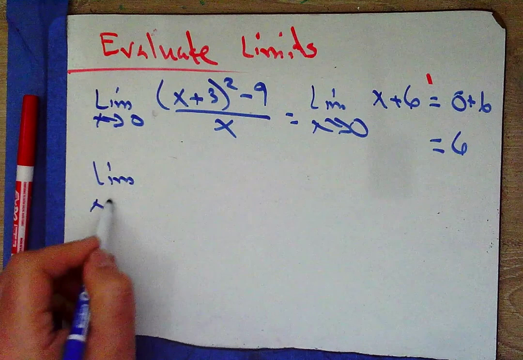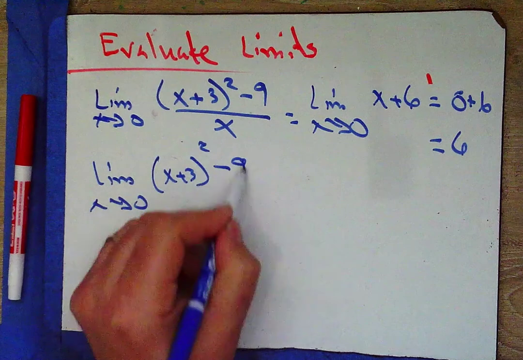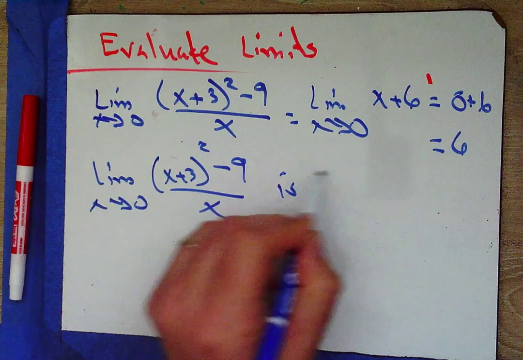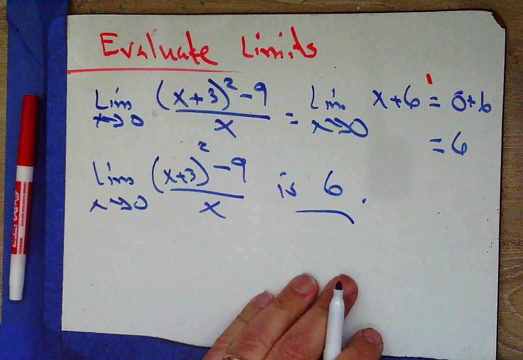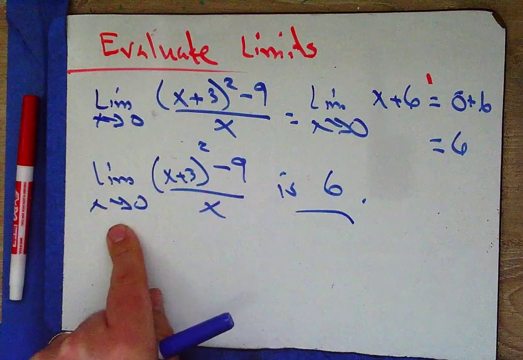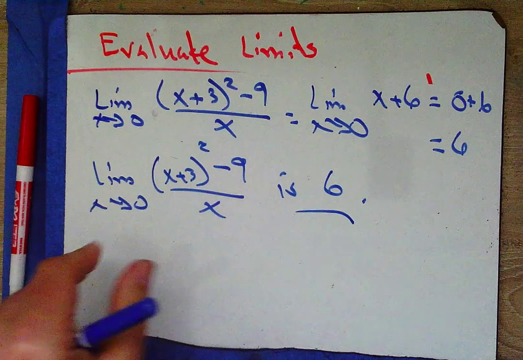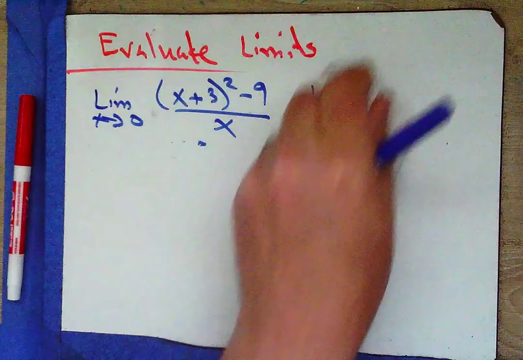So we know that the limit as x approaches 0 of (x + 3)² − 9 over x is 6. Don't forget to write sentences. Now, another thing I wanted to say. Do you see how every time I take a step, I'm writing down the limit notation? So here's the thing about that.